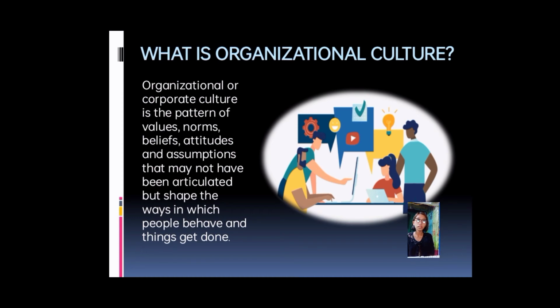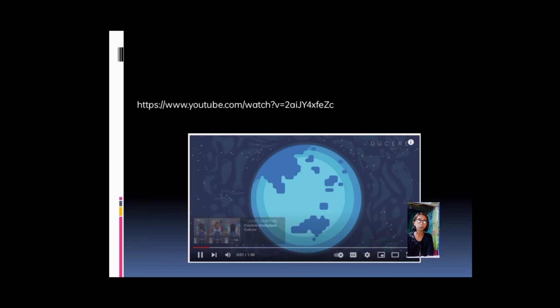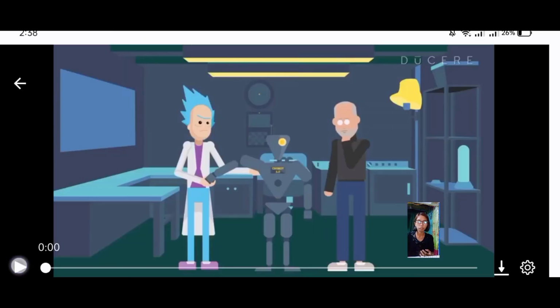So, in that definition, it emphasizes that organizational culture is concerned with abstractions such as values and norms, which pervade the whole or part of an organization. So let's watch this video so all of us can relate about this topic.